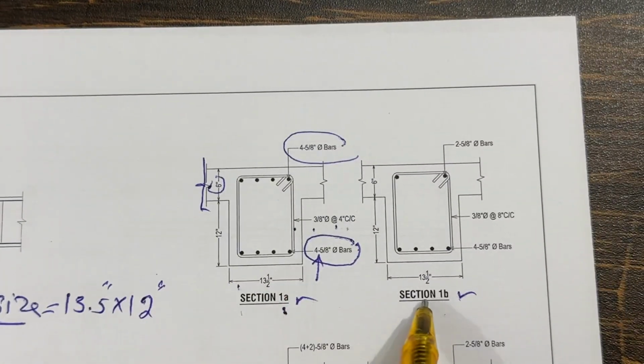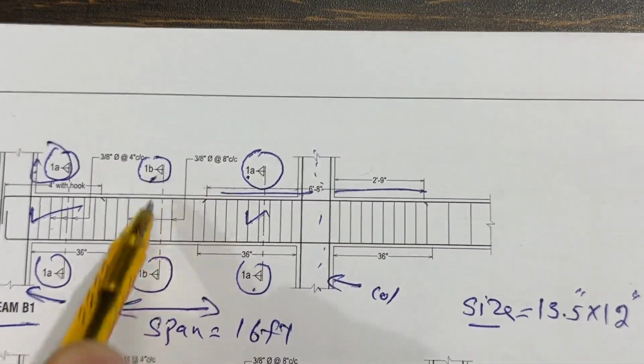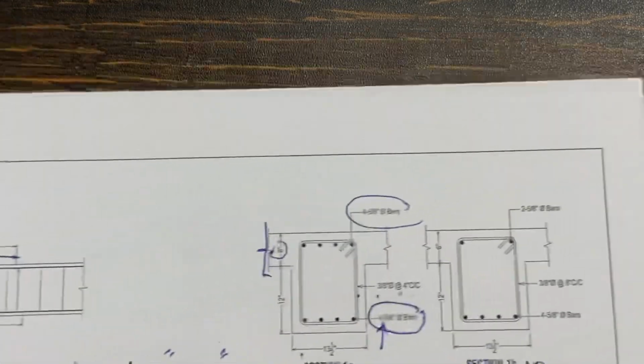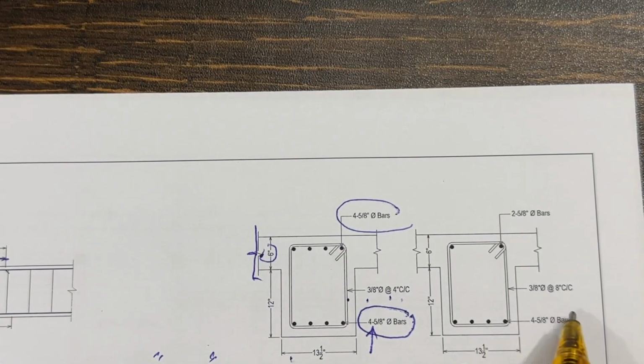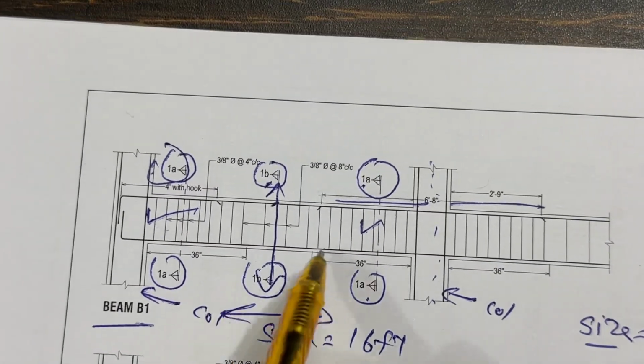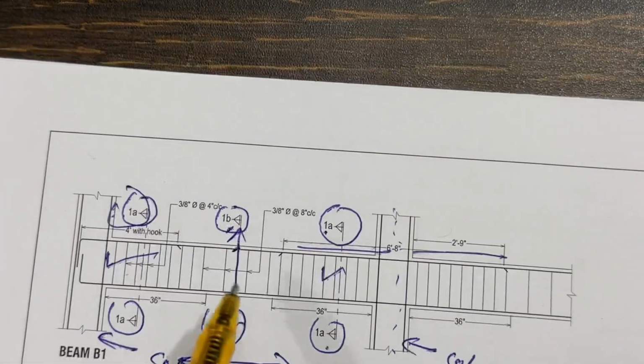Now we have the section 1B. So this is the 1B section, especially for this place. For this one we are using this, where we have 4 bars at the bottom, diameter is number 5 bar or 5 suture, and 2 bars at the top. Here we don't have the bottom bars. So you can see the bottom bars are 4, but the top bars we don't have.